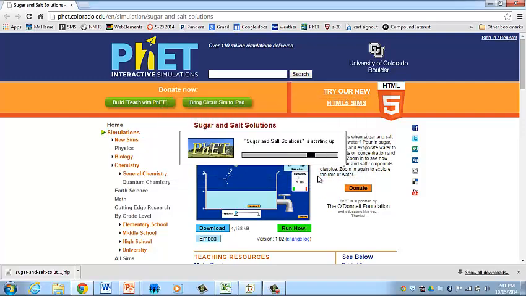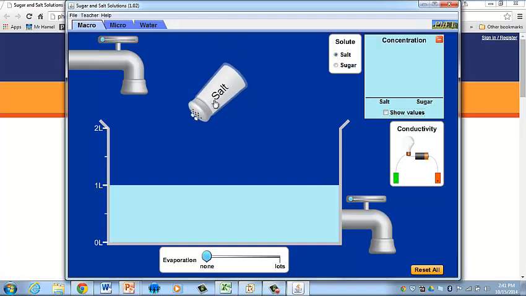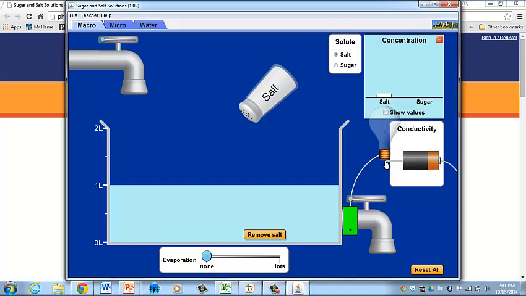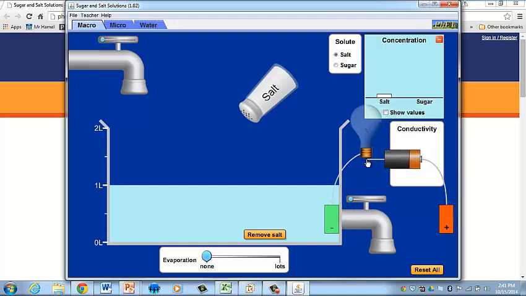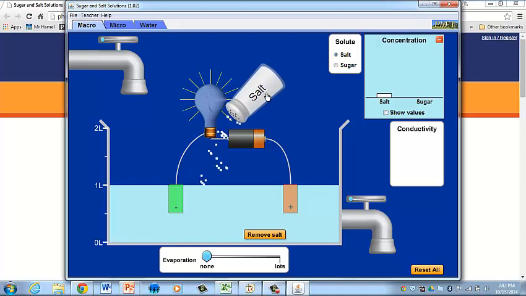All right, I think those of you who were in Chem 1 with me have seen this before. But if I dump some salt into water and I put in a conductivity probe, what do you think will happen? It will conduct. So how can I make this light bulb brighter? Put more salt in? All right. Oh, yeah, it's brighter, brighter, brighter.